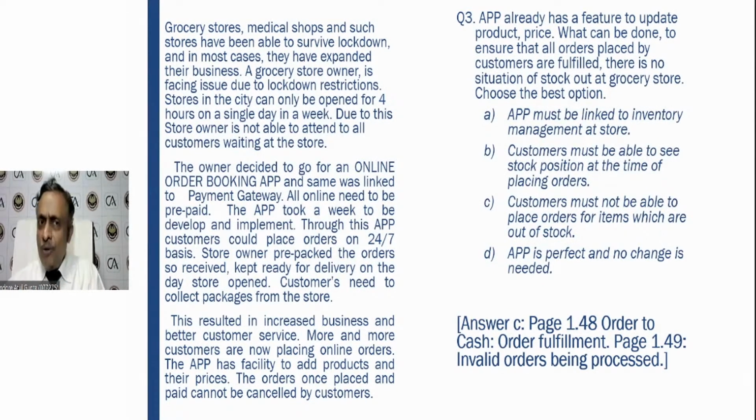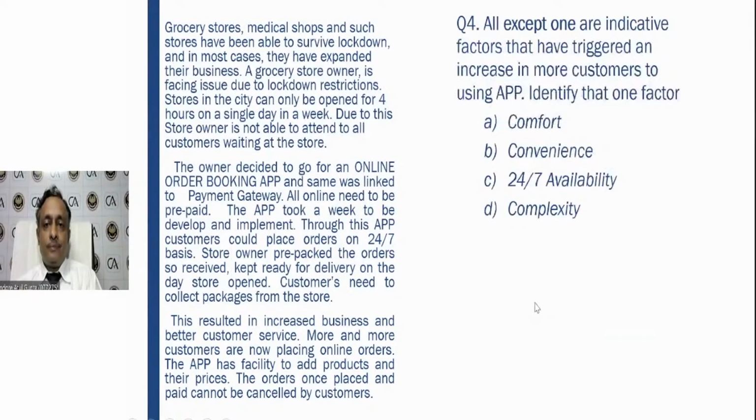Okay, I'll read. Oh, you want me to read the question? That will be tough. Pranav, I'll read the next one. The next question is: all except one are indicative factors that have triggered an increase in more customers using the app. Identify one factor, meaning why more customers are using it. So all except one means all are factors except one. It's D factor. Comfort, convenience, 24/7 availability, complexity.